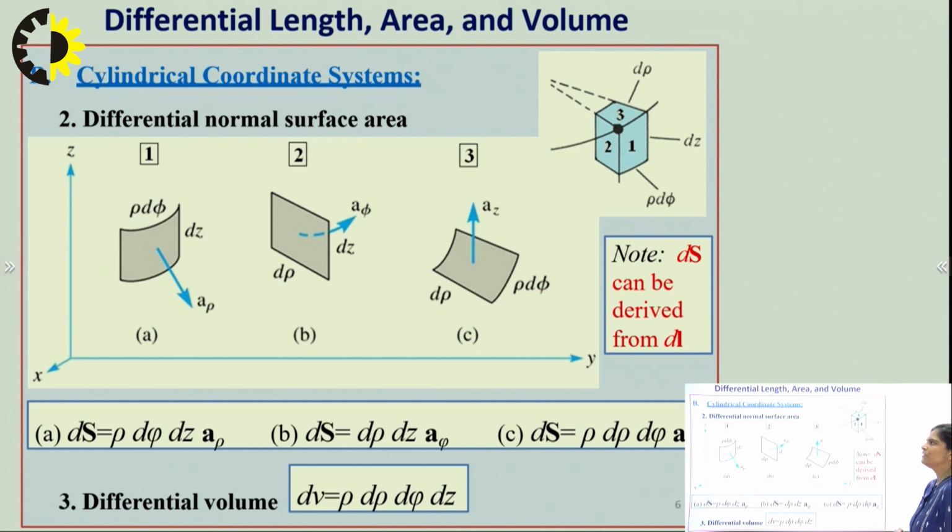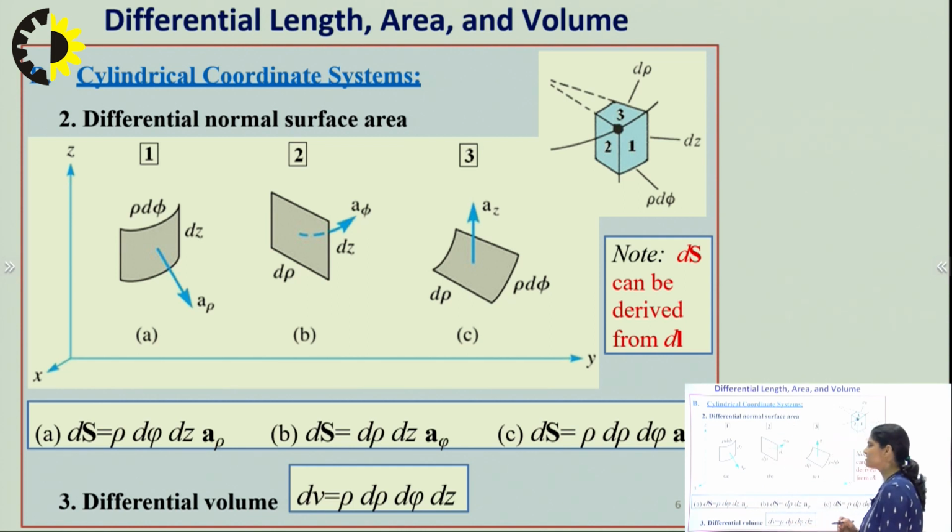Now third is differential surface area. Now you can see this is the x-axis, this is the y-axis, this is the z-axis. First we have to consider this rho part. This is the direction of rho, as we have already discussed how we can draw the diagram for the cylindrical coordinate system. So rho, its direction is in this direction. Now here you have to write down the differential surface area for unit vector rho. So while we are considering the unit vector of rho, write down here rho d phi dz.